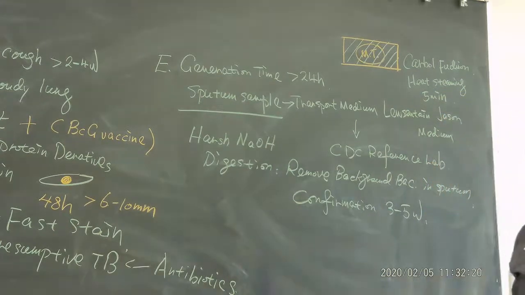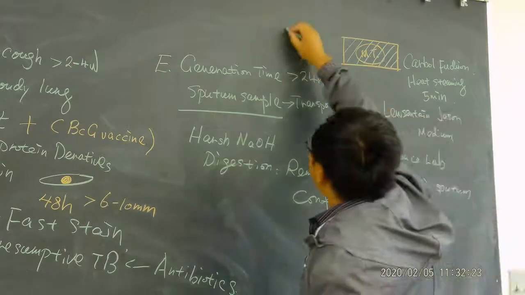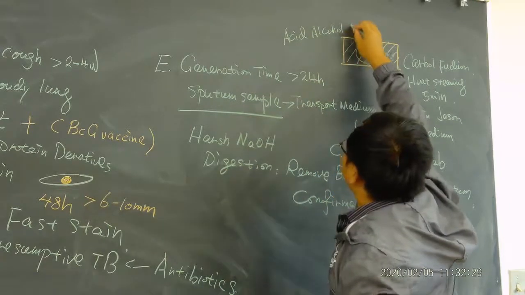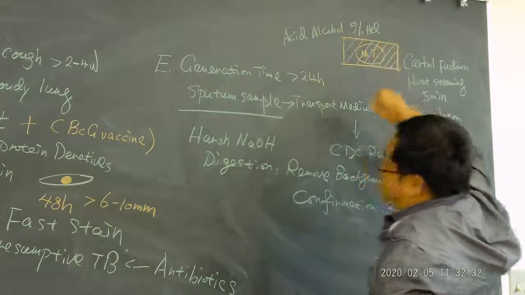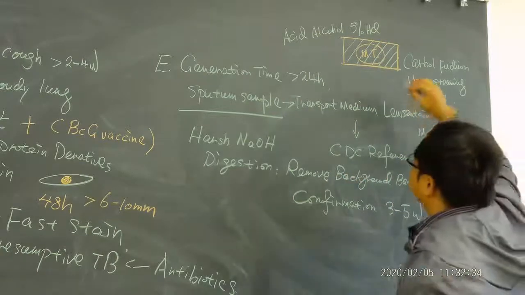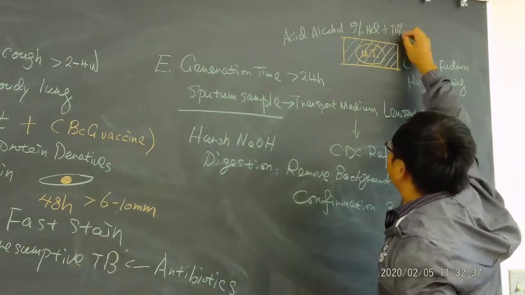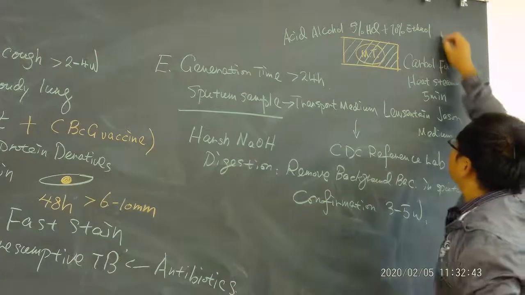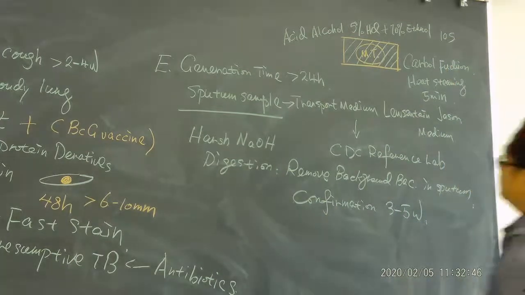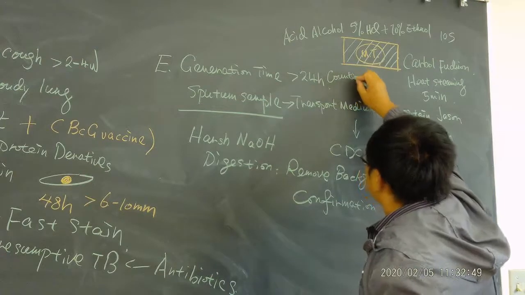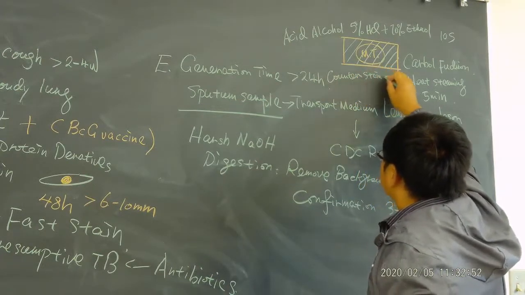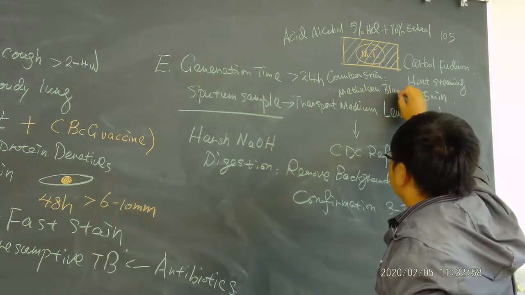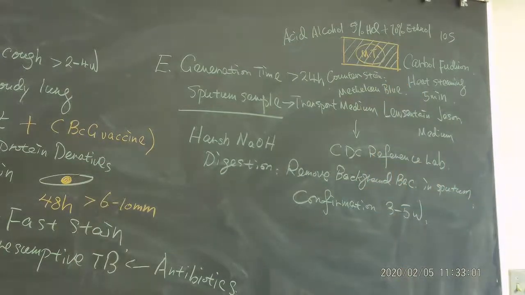Then we have to do decolorization. We need to use acid alcohol, which is 5% HCl, hydrochloric acid, in 70% ethanol. This decolorization takes about 10 seconds. Then we do the counterstain with methylene blue. Okay, so that's the procedure of how we do it.